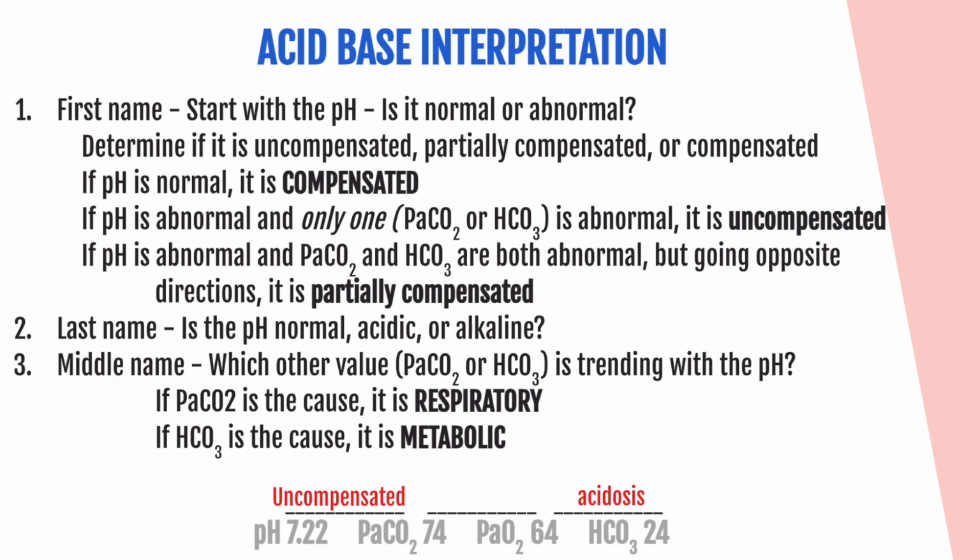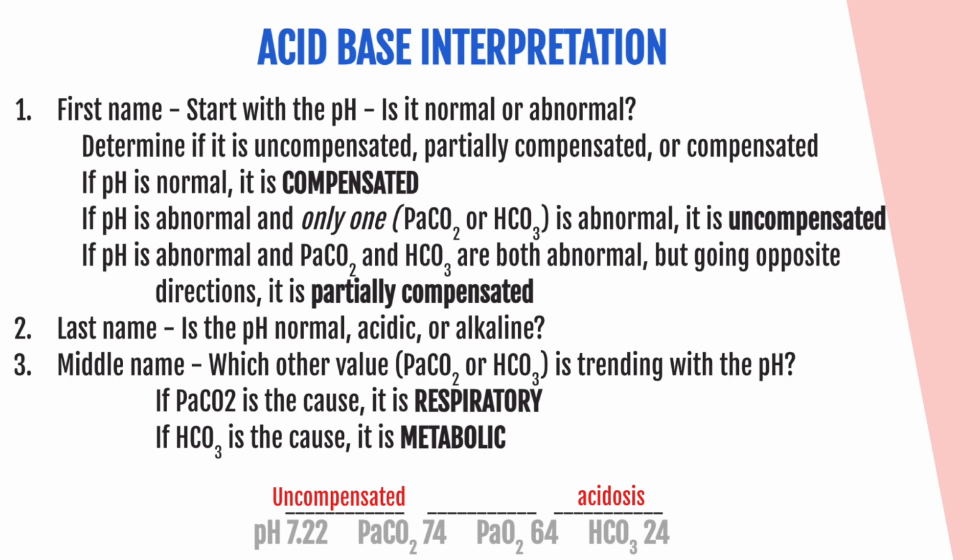So step 3 is going to be looking at the PaCO2 and the bicarb and figuring out which one is trending with your pH. In our case, our pH is acidic, so we want to look at which value is also acidic. Is it our carbon dioxide or our bicarb that's trending towards acidosis? When we hear acidosis, we're going to look for either a CO2 level of greater than 45, because remember, CO2 is an acid, or we're looking for a bicarb level of less than 22.